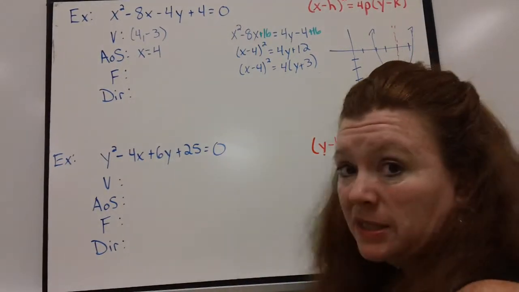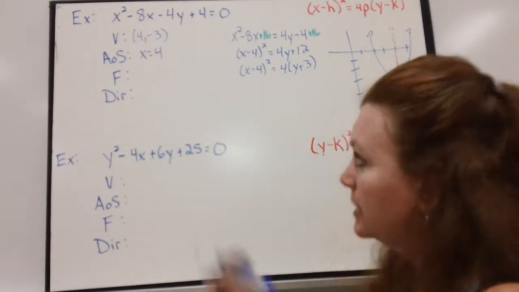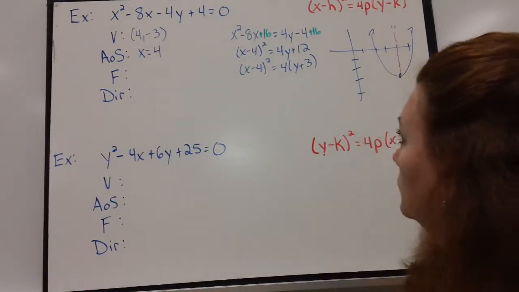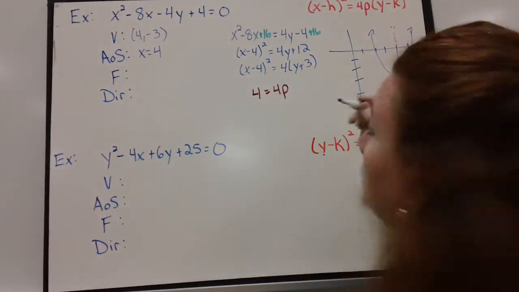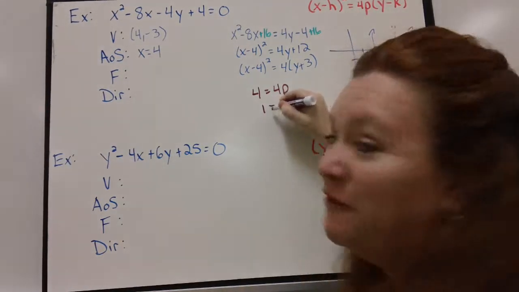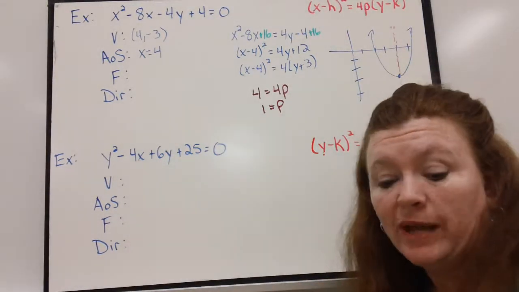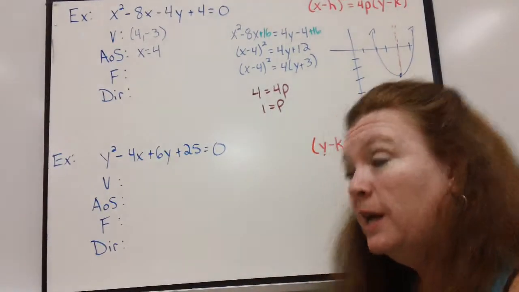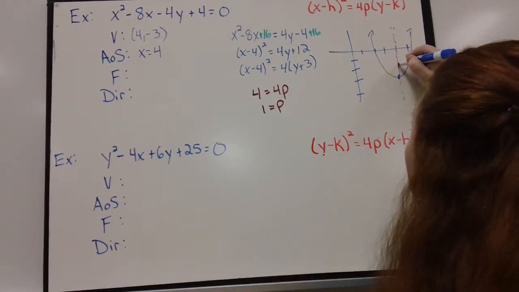Okay, the focus. I have to figure out what p is. I need to know how far I am going to go from my vertex to get these two. Well, 4 is going to be equal to 4p. Okay, 4p is this number right here, 4. So divide both sides by 4, and you get p is 1. That means I'm going to move 1 away from the vertex to get to my focus. Which direction do I move? Well, remember, the focus is inside the parabola, so I must have to move up 1.